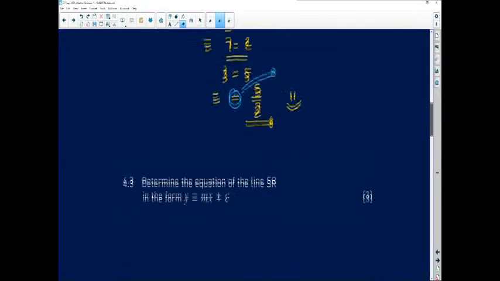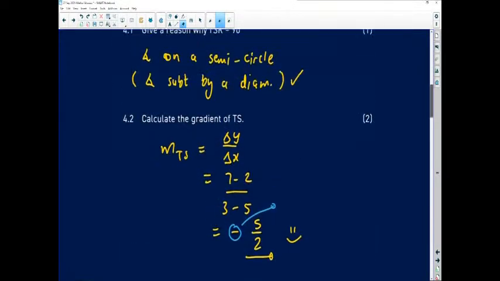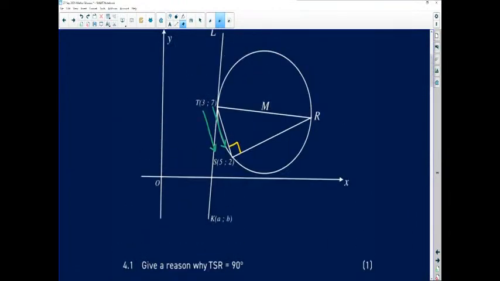Right. The next question is asking us to determine the equation of the line SR in the form y equals mx plus c. Oh, this is a nice question. We're looking for the equation of SR. There's SR. Now, because you're looking for the line SR, this is where the knowledge of Euclidean geometry comes hand in hand with the coordinate geometry. You've got a 90-degree angle here. You're looking for the equation of a straight line. The ingredients for finding the equation of a straight line are the gradient of that line and a point anywhere on that line. Do we have either?